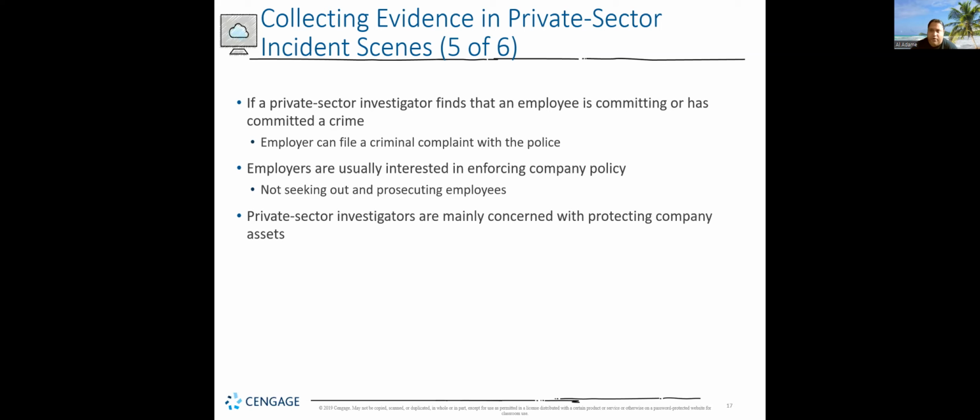And at that point, police get involved, FBI gets involved, the federal government gets involved, the fuzz gets involved. It gets hairy. Employers are usually interested in enforcing company policy, not seeking out prosecution of employees. So it's not that it's not rare. I mean, it'll happen from time to time.